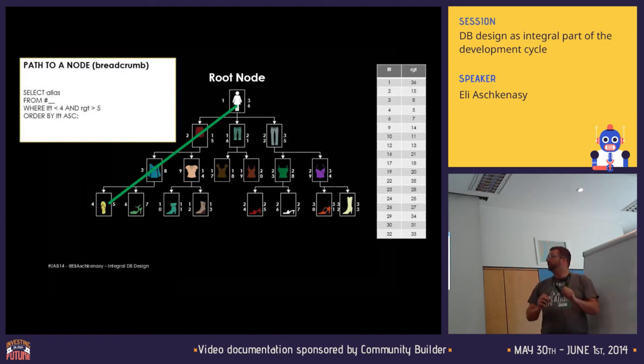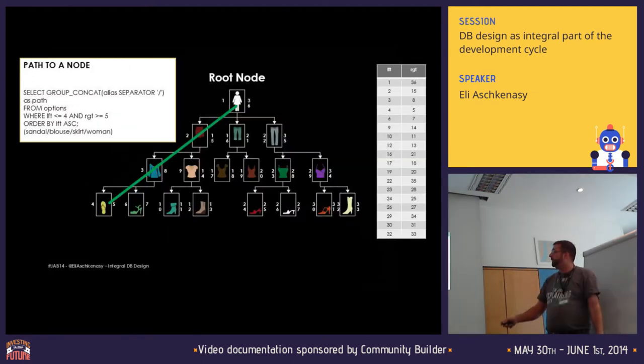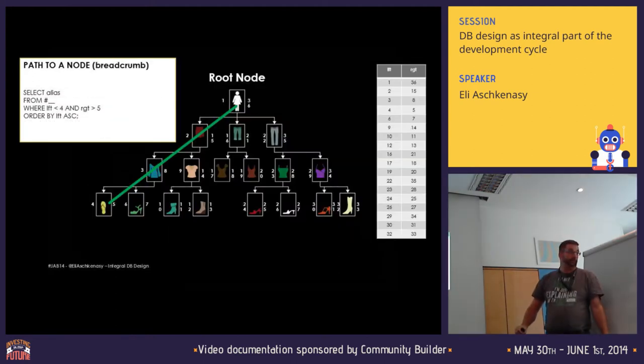The path to a node is very, very simple. The way you have to think about it is we're eliminating everything to the left of it, and we're eliminating everything to the right of it. So we start with the last node, so this is essentially the breadcrumb, right? So we're trying to understand, how did we get to sandal? How do we get to sandal?